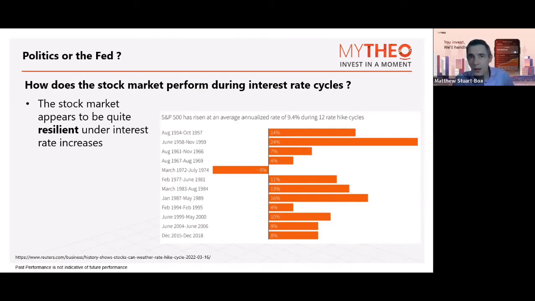But I think overall, it's clear that the actions of the Fed are very important for financial markets, but it's not as simple as just rising interest rates are bad, falling interest rates are good.